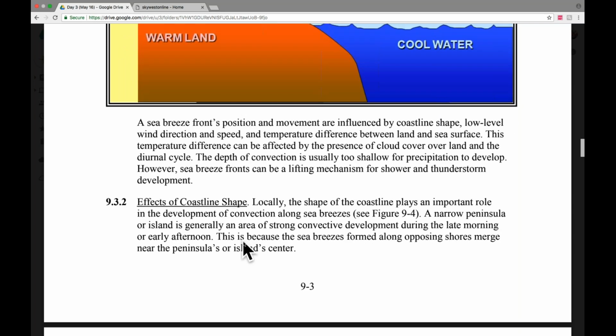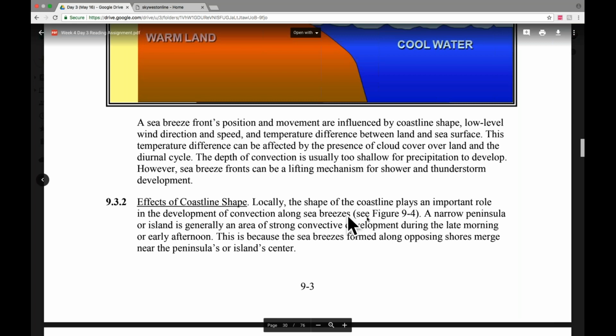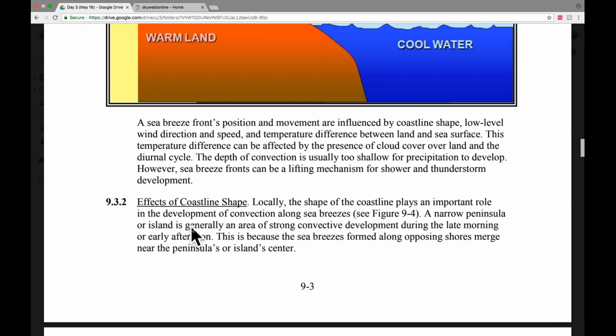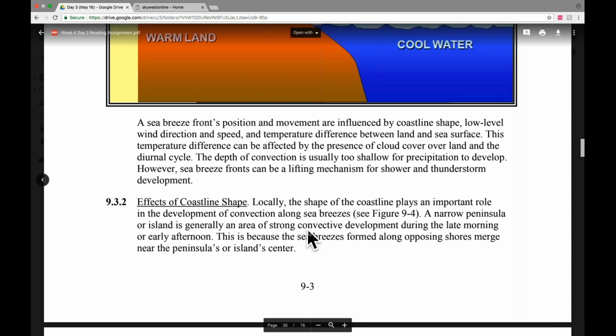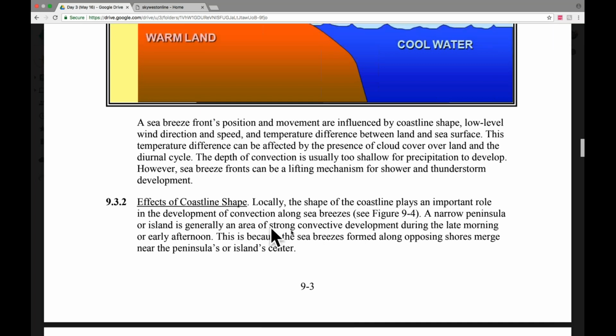So let's talk about sea breeze and sea fronts. Let's talk about the coastline shape and how it affects it. Locally, the shape of the coastline plays an important role in the development of convection along sea breezes. A narrow peninsula or island is generally an area of strong convection or convective development during the late morning or early afternoon. This is because a sea breeze formed along opposing shores merge near the peninsula or island center.